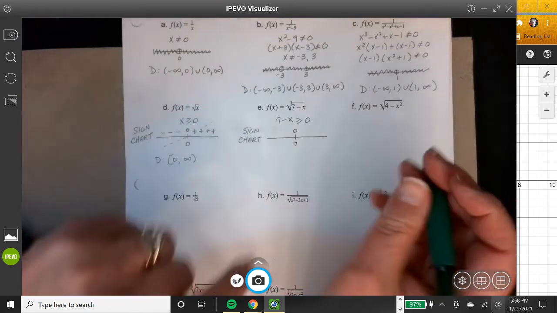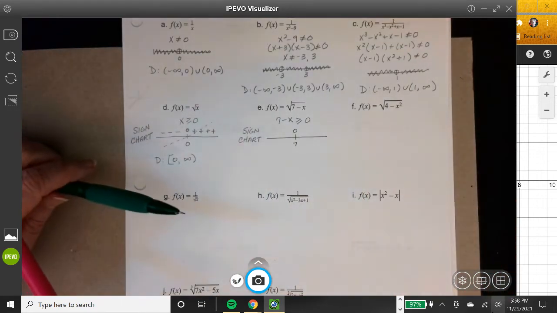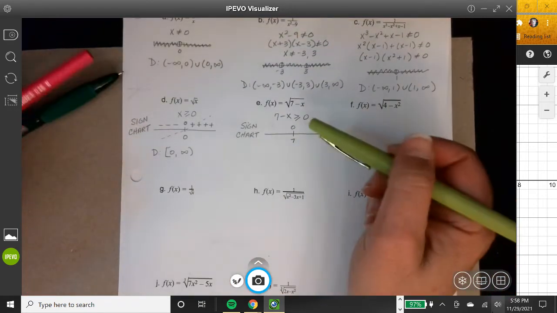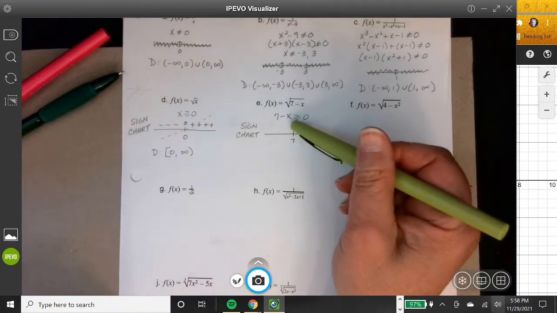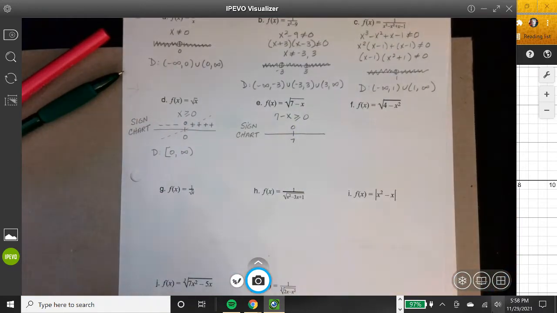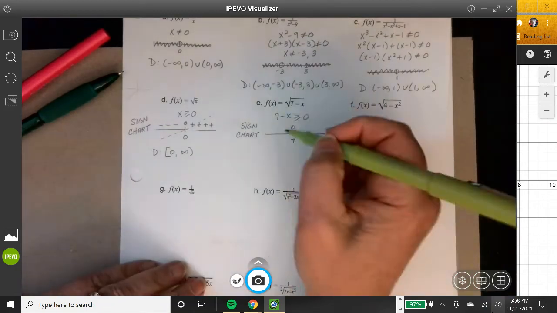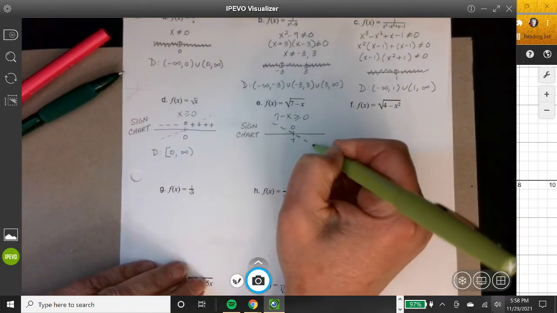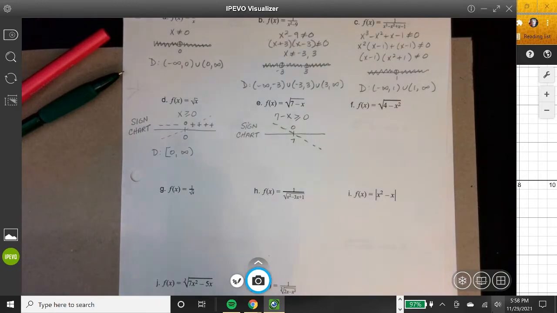Now, if I'm going to superimpose this graph on there, let's think about it. 7 minus x, in your mind, that has this negative slope. It's a line with a negative slope. So here it is. I'm superimposing my line with a negative slope.